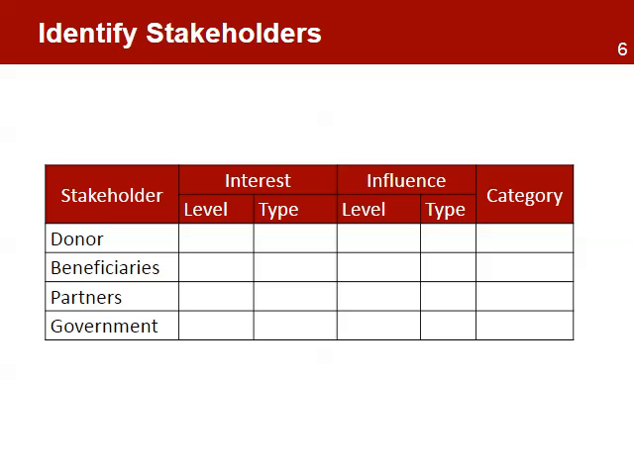Identification of stakeholders is facilitated by the use of a simple table that lists all the stakeholders. The table includes columns to classify each stakeholder based on their level of interest and influence, the type of interest and influence, and finally, the category that each stakeholder will belong to.